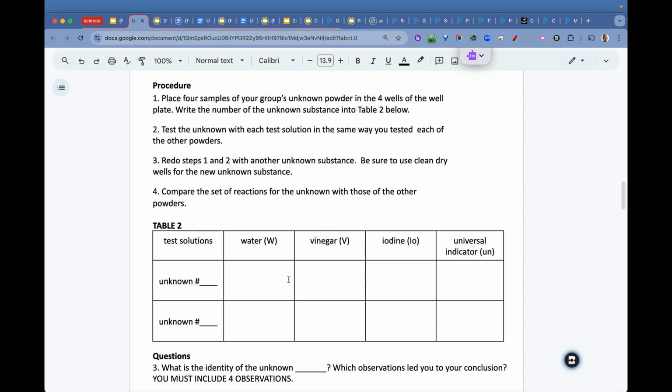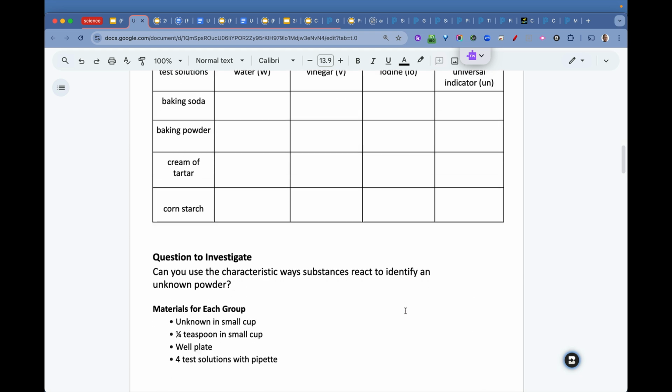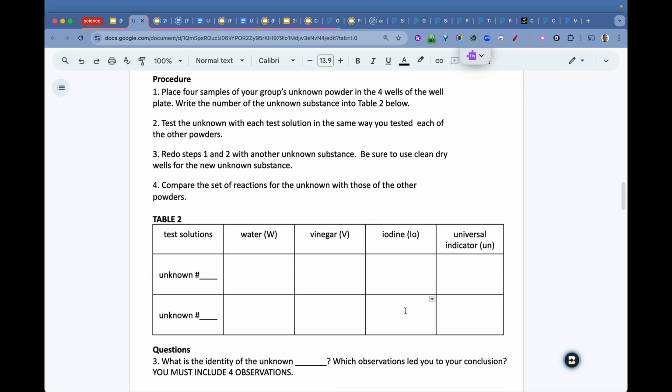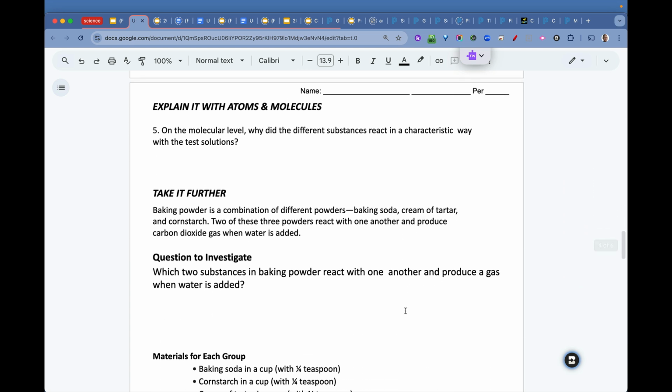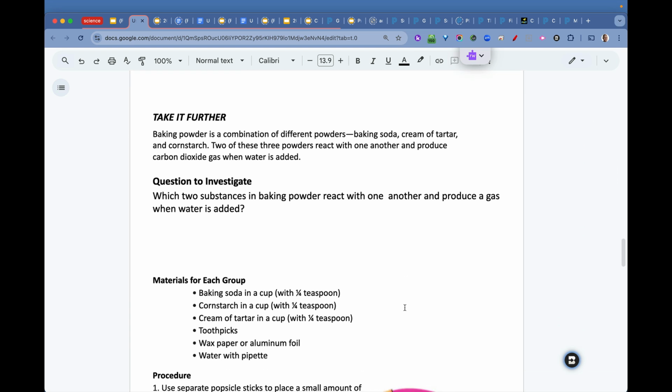They were numbered 1 through 8, so they had to pick two of them, and then they tested with these various solutions to see what happens. And then they compared these results to the unknowns so they could identify what the unknown powders were. And then they had to answer the questions, and then they had to determine what two substances in baking powder react with water to bubble and produce a gas.